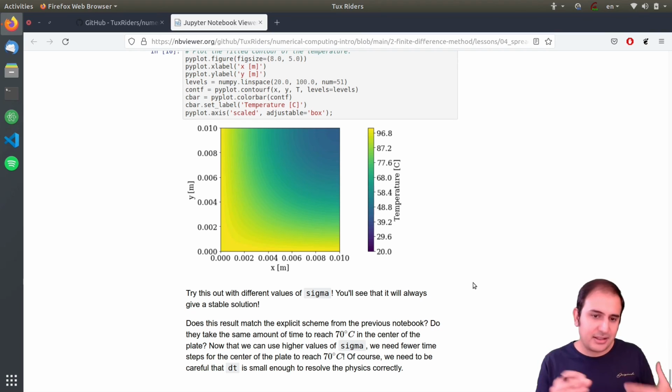I didn't discuss the precise details of this implicit solution, because it's really out of scope of the goals of this series, but this is very similar to the one-dimensional case.